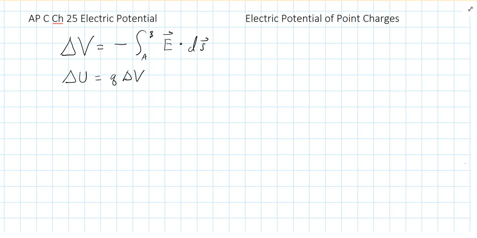Hey folks, got a new idea with electric potential, and that involves the electric potential created by point charges. I've rewritten two of the equations that we've been discussing: what is change in voltage, and what is change in potential energy if you have a change in voltage.